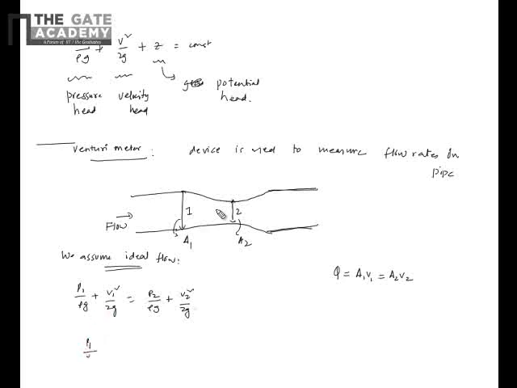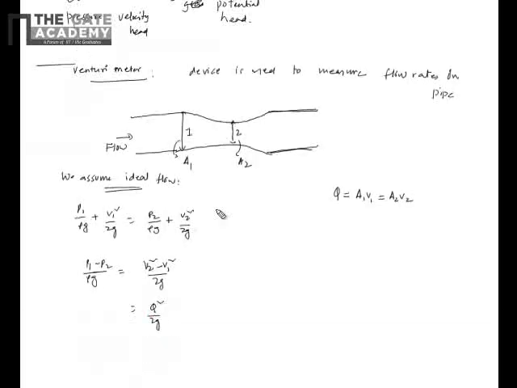So let's write P1, bring out the pressure terms on this side. P1 minus P2 by 2g is V2 square minus V1 square by 2g. V2 I can express in terms of Q, because Q is ultimately what we want, is 1 by A2 square minus 1 by A1 square. So this is P1 minus P2 by rho g. Let's say the pressure difference, you got the pressure difference.